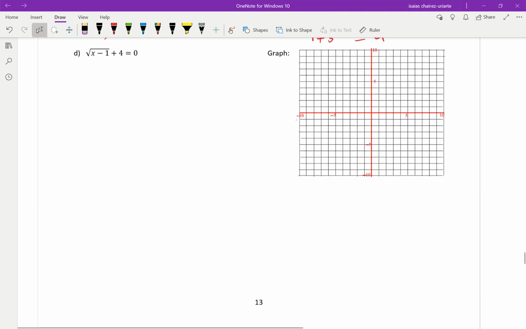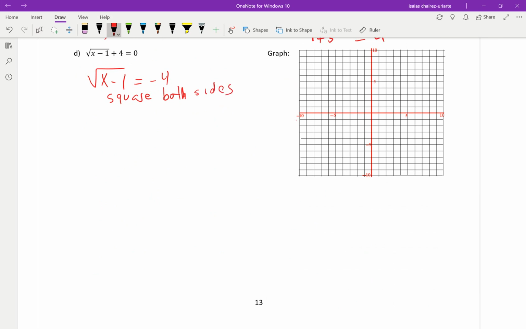Okay, so let's think about this one. Again, let me begin by isolating the square root. So I have square root of x minus 1 equals negative 4. Let me square both sides. So that should become x minus 1, and this should become 16, because negative 4 times negative 4 is positive 16. Let me add 1 to both sides. And my answer is 17.